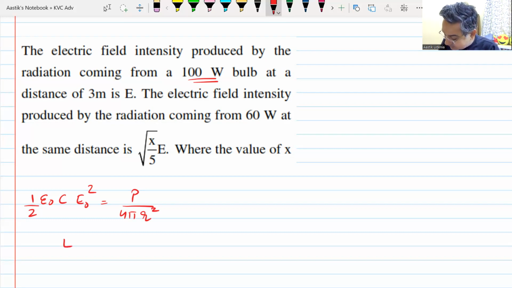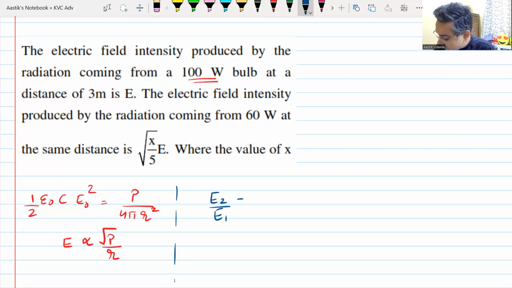So I can see that this E is proportional to root over P by R. Yes or no? Because rest everything is constant. Yes, sir. R is also constant. Here R is also constant. So you have electric field E2 by E1 will be equal to root over P2 by root over P1.